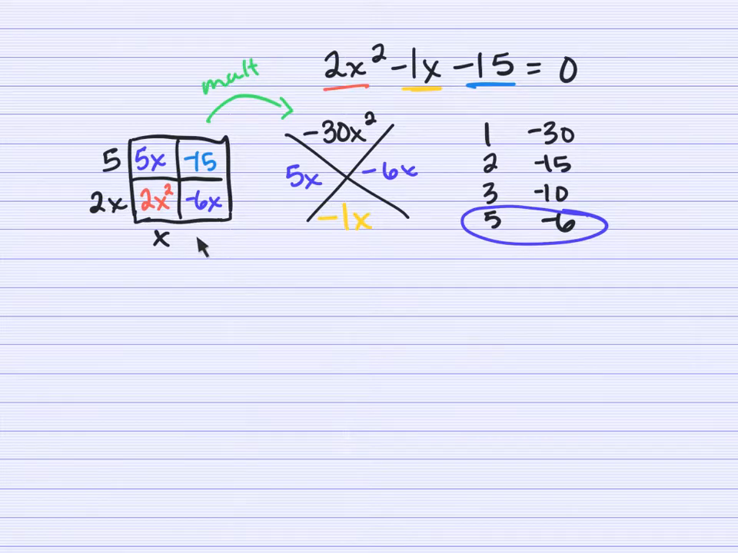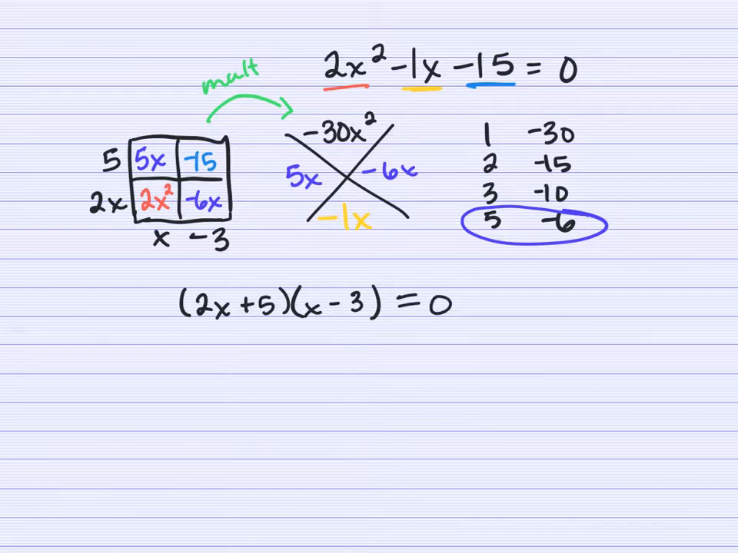2x times something is going to give me negative 6. The other way to look at that, negative 6x divided by 2x is going to give me a negative 3. And lastly, I want to double check that negative 3 times 5 is going to give me a negative 15, and it does. So my factors are 2x plus 5 times x minus 3. And I'm just taking those directly from my sides. 2x plus 5, x minus 3. This all has to equal 0.